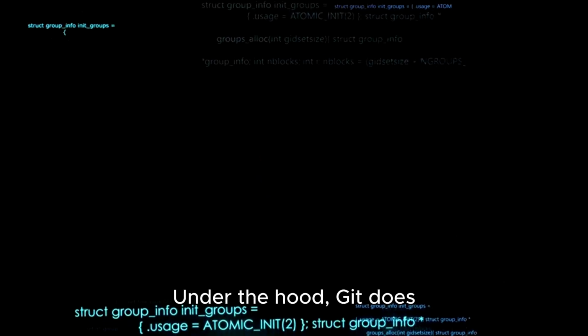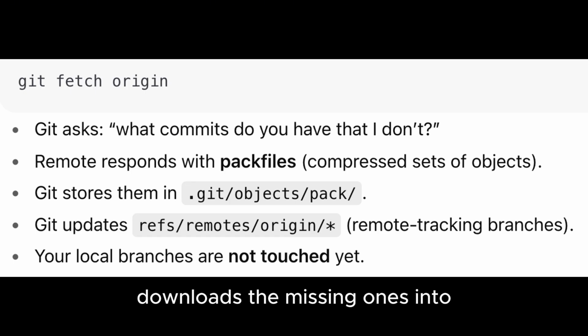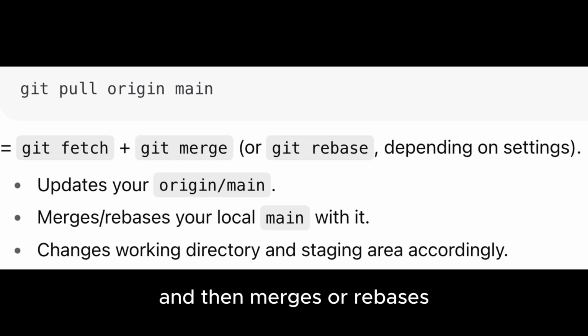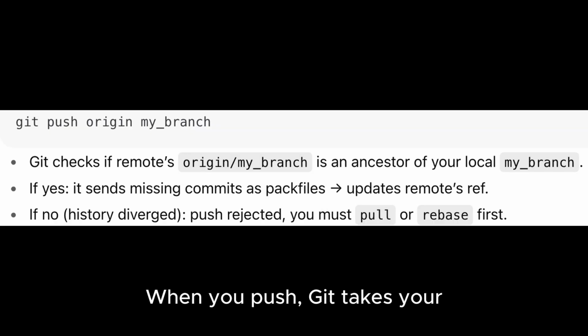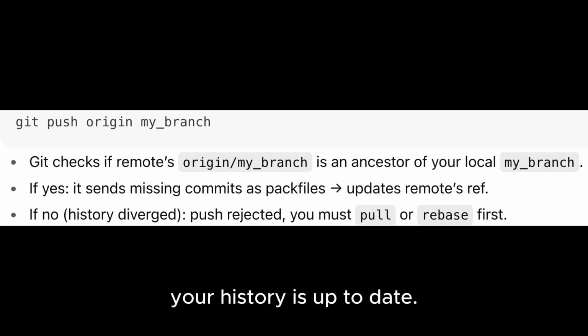Under the hood, Git does not constantly sync. When you fetch, your local Git asks the remote what commits it has that you do not, and downloads the missing ones into your local database, updating the remote tracking branches. When you pull, Git fetches and then merges or rebases those remote changes into your working branch. When you push, Git takes your local commits and sends them as compressed objects to the remote, updating its branch pointer if your history is up to date.